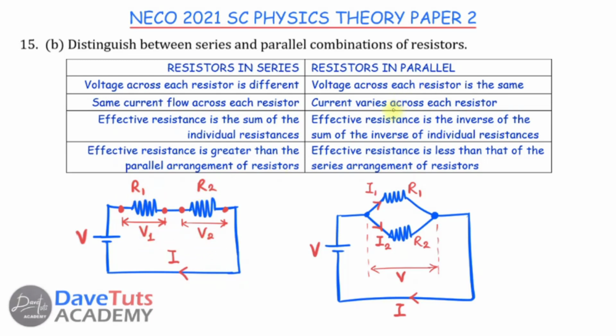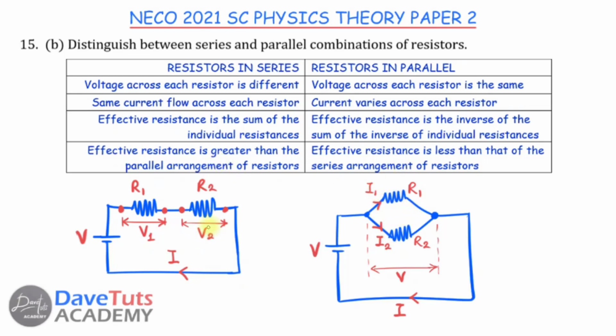However, in a parallel setup, it's the same voltage across loads in parallel. Resistors in parallel will carry the same voltage. So V across R2 is also equal to V across R1. For the current, the same current is going to flow through each resistor in a series circuit. However, when you are looking at a parallel circuit, the current will be different. So that's why we have I1 and I2.